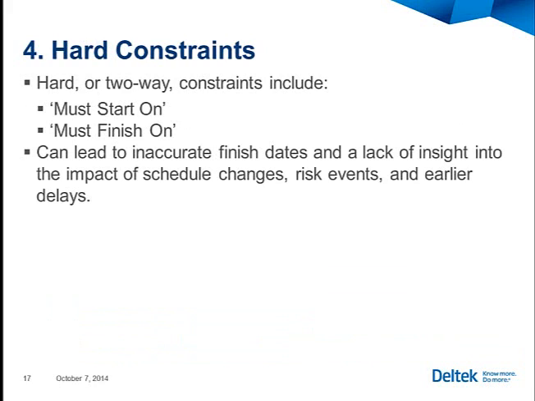Hard constraints. We treat these as a no-no because you're then controlling the system and the calculations instead of the system interpreting your logic, interpreting the plan, and telling you the dates. So what's the consequence? Inaccurate finish dates, lack of insight to schedule changes, risk events, and earlier delays. What does that mean? That means when you give the system a date, it's unable to put pressure on that date. So if leading activities, upfront activities slip, you won't see them accurately reflected in the finish date of the project.